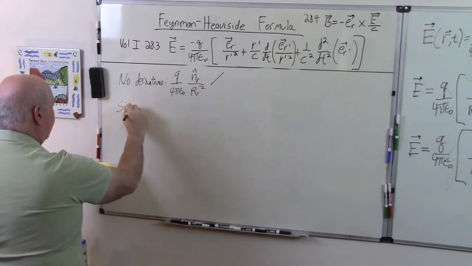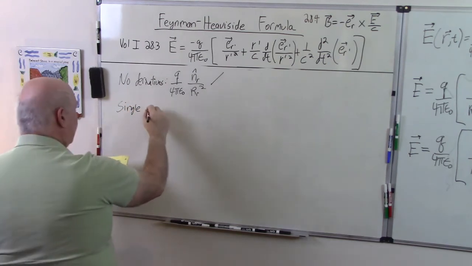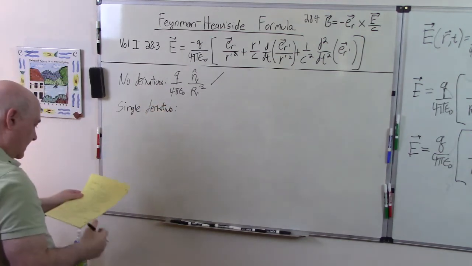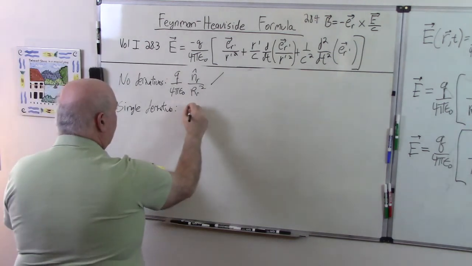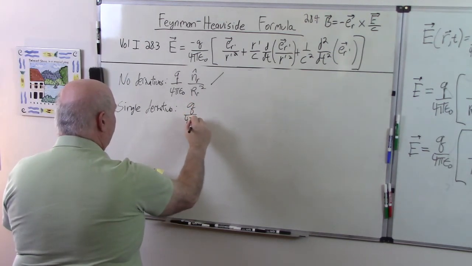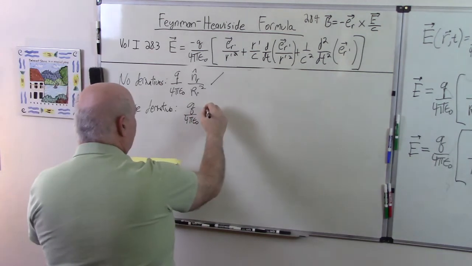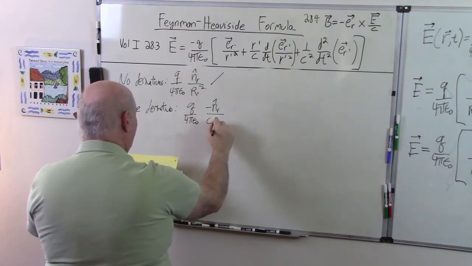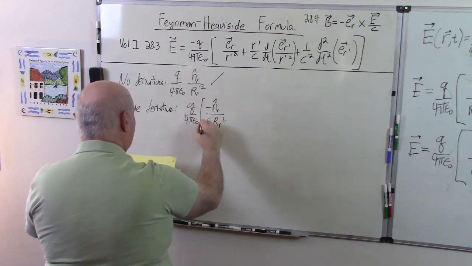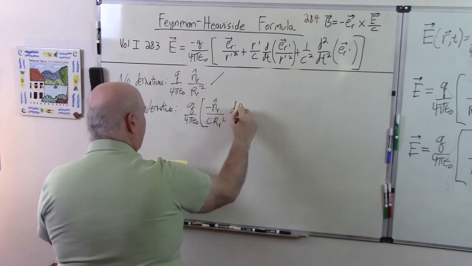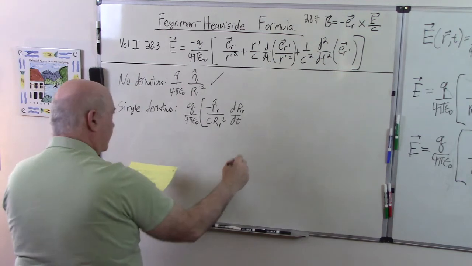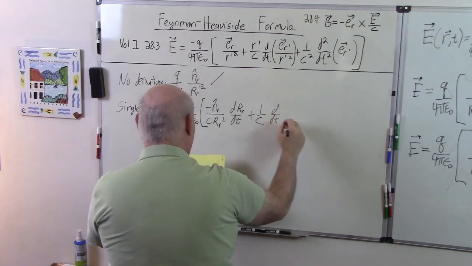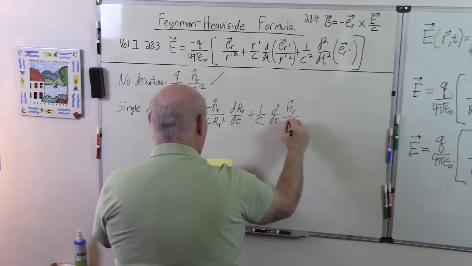Now, let's just work out the terms with a single derivative. And we're going to get q over 4 pi epsilon 0, minus n_r hat over c r, plus 1 over c d/dt of n_r hat over r_r.